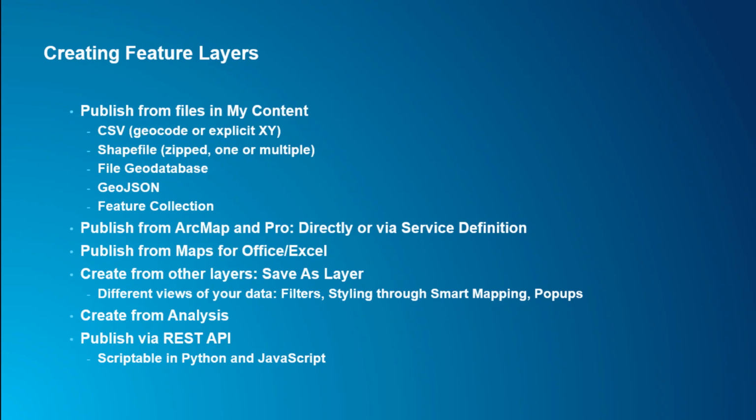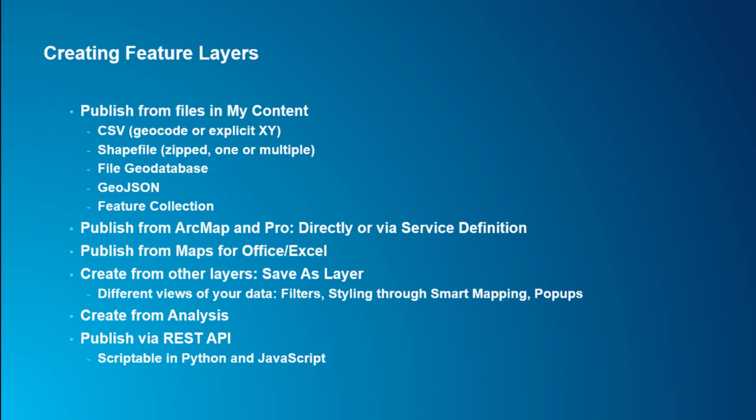You can publish the feature layer from shapefiles, from file geodatabases, from GeoJSON, as well as a feature collection. Feature collection is just a set of features that are stored on the layer itself. So you could also publish from ArcMap, from Pro. You can publish it from other apps like Maps for Office, through Excel. And you can also create it from other layers. From one layer, you can create another layer.